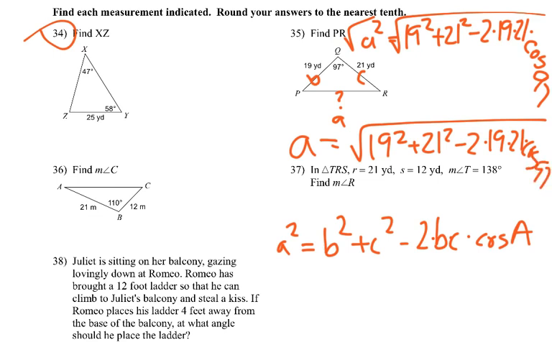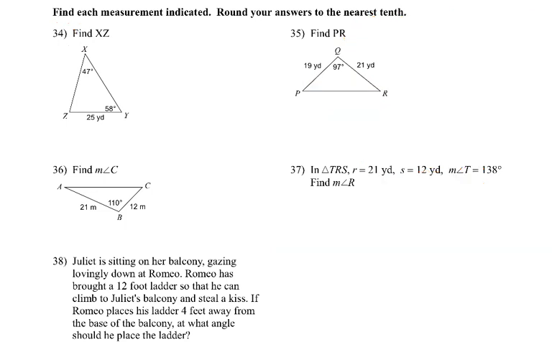Okay, and when I do that, I end up with the length being 29.98 again. So we just call that 30 if we're rounding to the nearest tenth. Okay, now number 36 is kind of a two-step. We're going to start with the law of cosines to figure out what this little b is. Once we've got that connection, then we can figure out what angle C is using the law of sines.